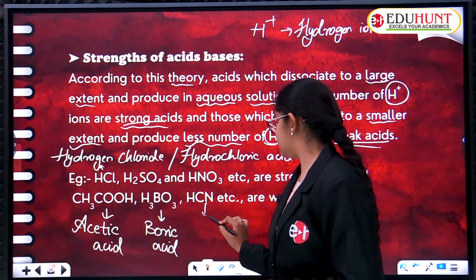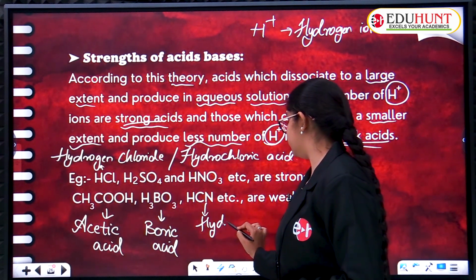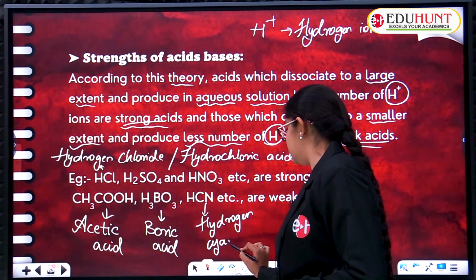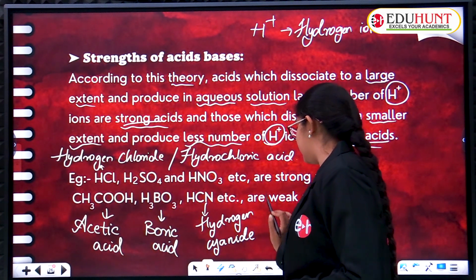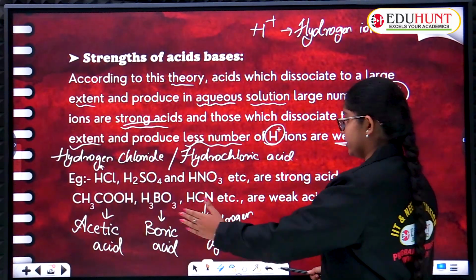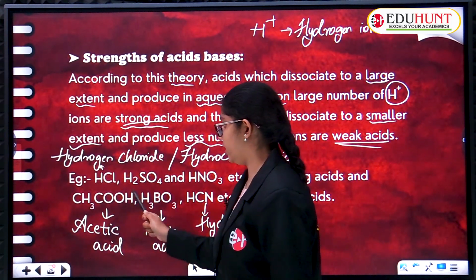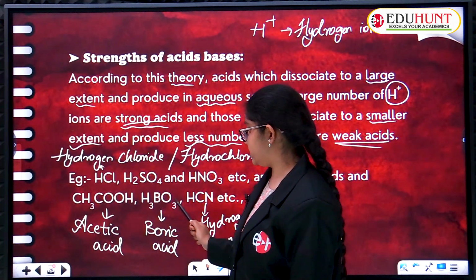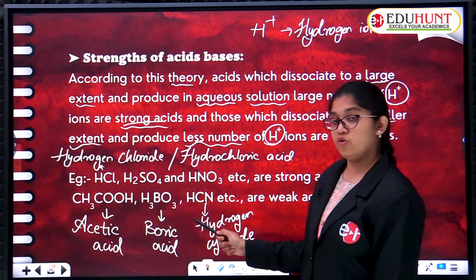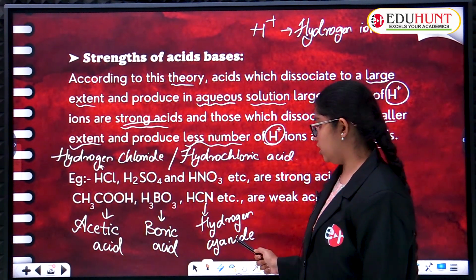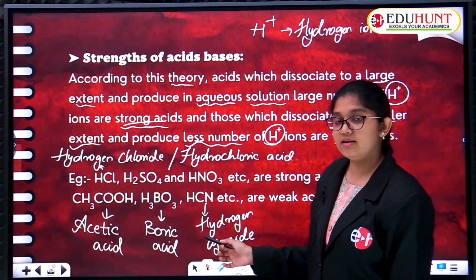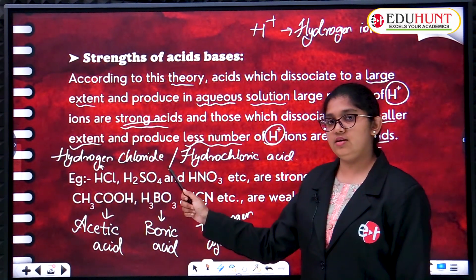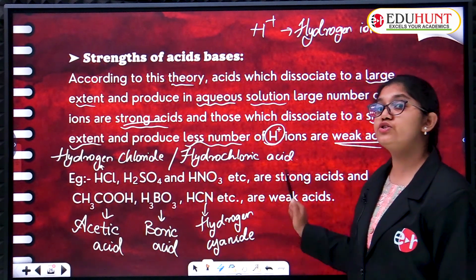HCN is named as hydrogen cyanide. Hydrogen cyanide. Okay, so these three include the names. CH3COOH is named as acetic acid, H3BO3 is named as boric acid, and HCN is called hydrogen cyanide. These are the examples of weak acids, whereas HCl, H2SO4, HNO3 are strong acids.